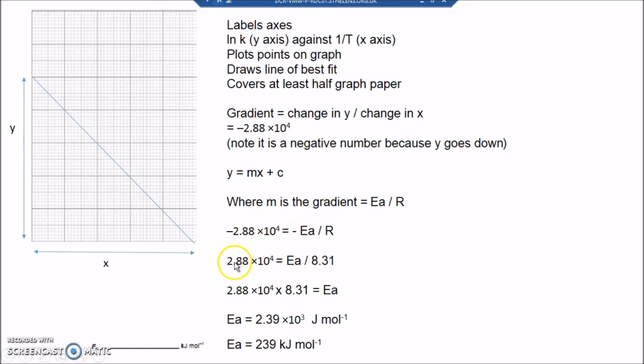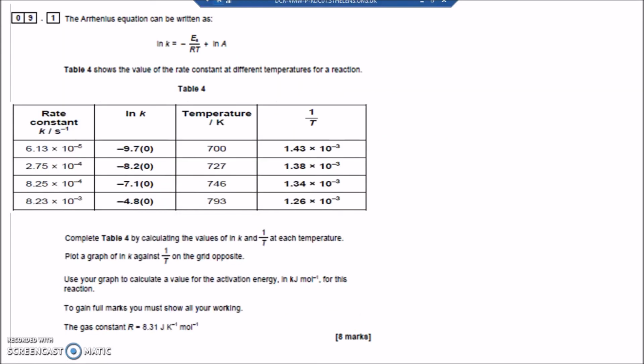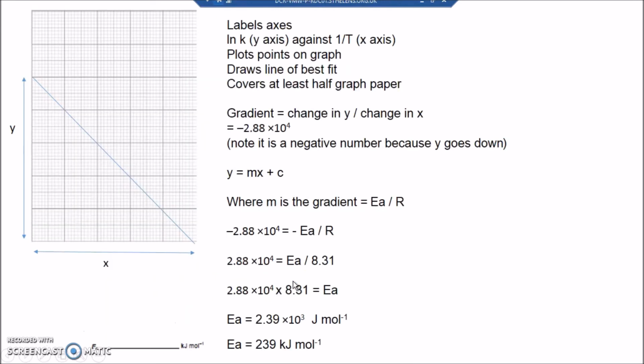So if you reverse both signs, then 2.88 times 10 to the power of 4 equals your activation energy divided by your gas constant, 8.314. Multiply the two numbers together, you get EA, and that is in joules per mole. You know it's in joules per mole because your gas constant is in joules per Kelvin per mole. It actually wants it in kilojoules per mole, so to convert joules into kilojoules, you divide by 1,000. So 2.39 times 10 to the power 5 joules per mole equals 239 kilojoules per mole.